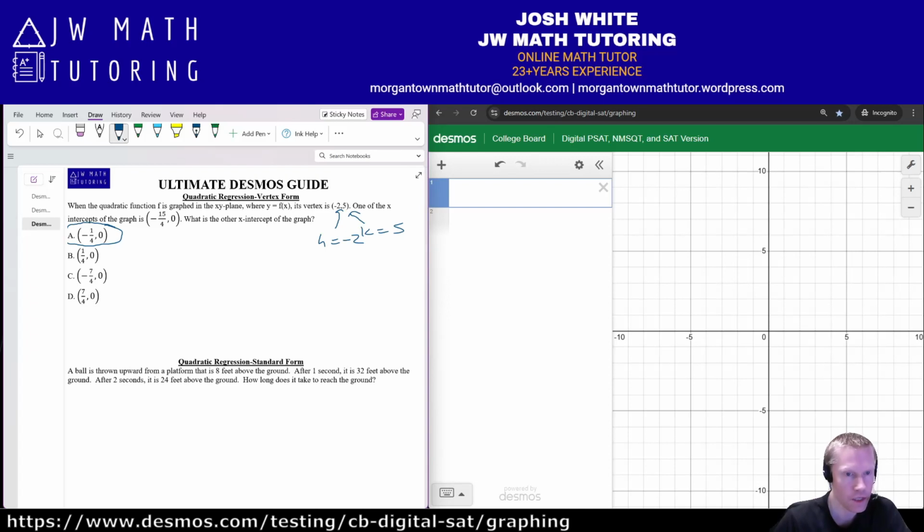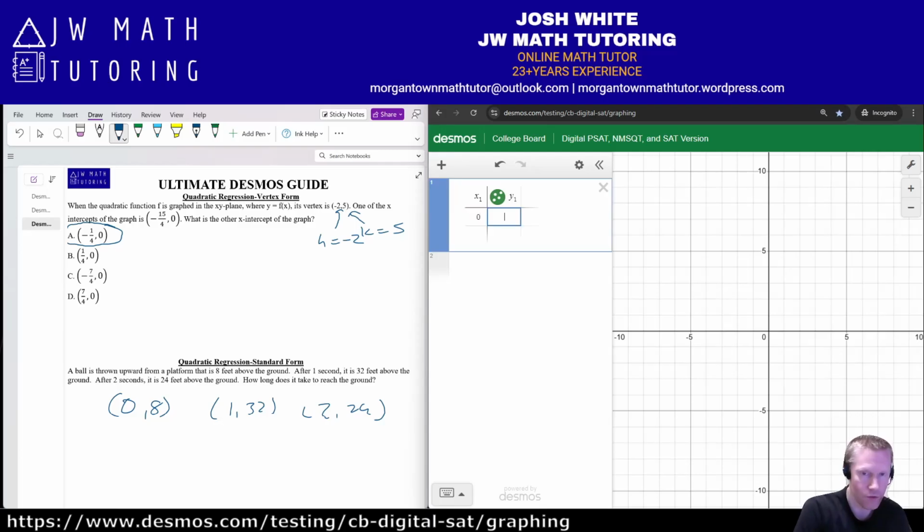So essentially what we have here are 3 points that you're given. Your x is your time or your t-value, and your y is your height. So you have 0, 8, you have 1, 32, and then you have 2, 24. What I'm going to do is make a table, put these 3 points in, then do quadratic regression in standard form.